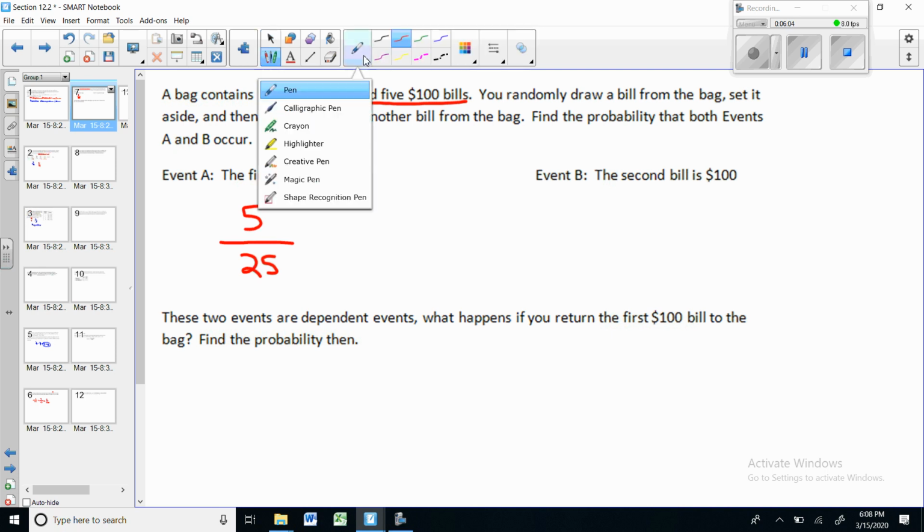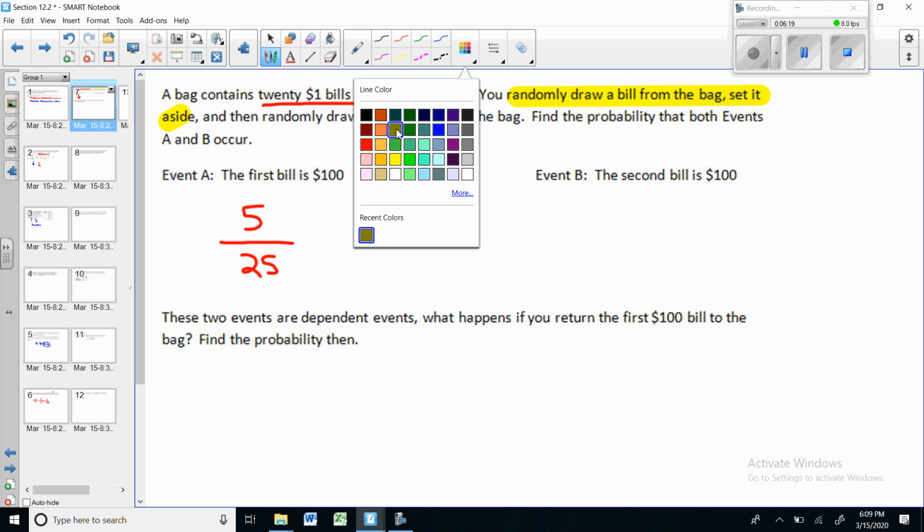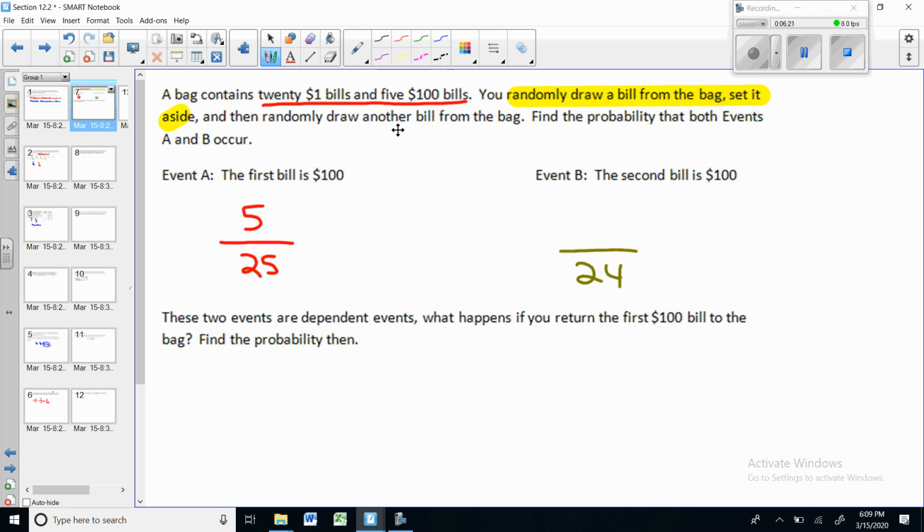Now, if you take a look at the information in our problem, one of the big key pieces is the fact that we've drawn a bill from the bag, and then we set it aside. So when we take a look at our probability, one thing you need to be aware of is that our bag no longer contains 25 bills, because one of them is sitting on the side, so it now has 24. And the one that we drew was a $100 bill first, so there are now only 4 $100 bills in the bag. Our events are dependent events because we laid the $100 bill aside. Had we put it back in, it would become an independent event.